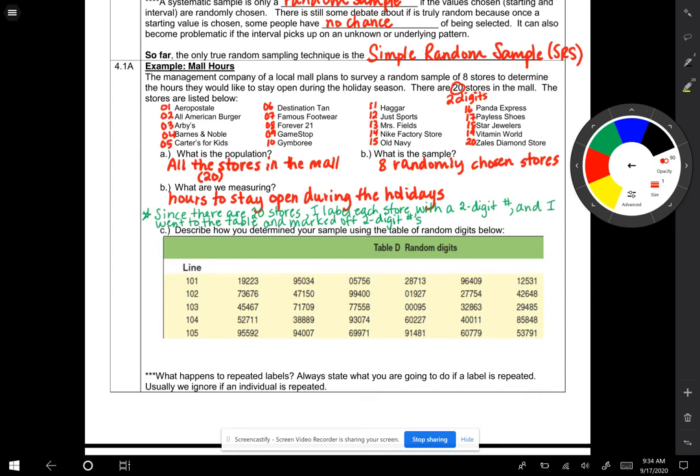and it depends, you can start at line 102, 103. I always start at the first one so you know you're going to have enough. Because remember, we have to come up with 8 randomly chosen stores. So I'm going to go ahead and mark them off, every 2 digits. What I'm going to do is start circling anything that is from 01 to 20. One. So that's 2 stores so far.